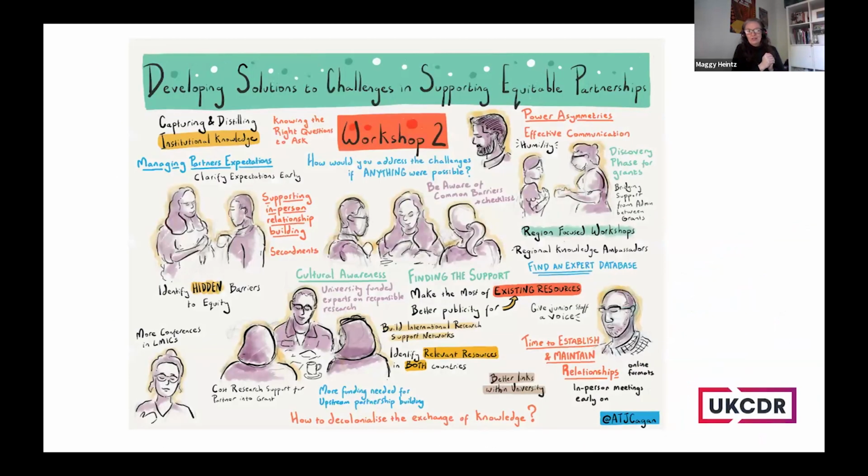And finishing as we started on the reflections that we had at the University of Cambridge in that workshop with academics and research managers in terms of developing solutions to challenges in supporting equitable partnership. So it was all about looking at the existing resources, making the most of what is available, capturing and distilling institutional knowledge, people who have worked in similar contexts that would give tips to other academics, identifying the hidden barriers to equity, what is preventing us from having equity in this research partnership, and also being very mindful of power asymmetries and ensuring that there is effective communication with partners. Thank you, Andrea.